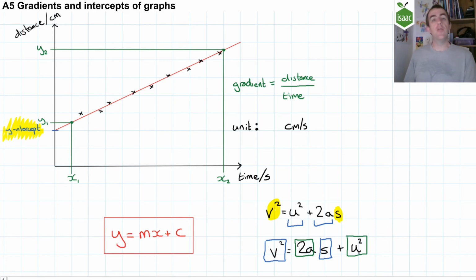So even if a relationship does not look like it is a straight line, the data can usually be manipulated to make the results produce a straight line graph, so that we can extract from that graph the gradient and the y-intercept, values that are very useful.